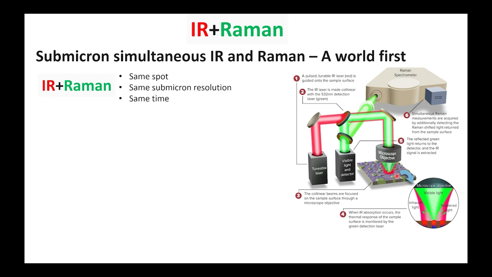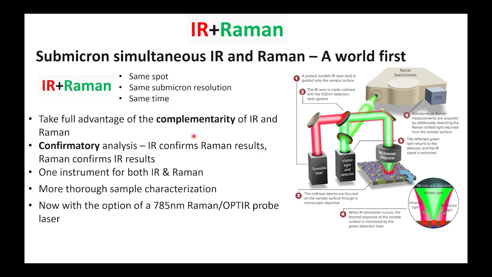So we use a dichroic filter here that separates out only the Raman shifted light and sends it off to a Raman spectrometer. All the other light goes off to the visible detector for infrared signal extraction. And really, hey presto, you've got simultaneous IR and Raman again from the same spot, same submicron resolution, at the same time. So that really, for the first and only time, enables you to take full advantage of the complementarity. Because they're not on separate instruments, you're not having to struggle to find the exact same spot. So you can now be sure that your infrared and Raman spectrum is indeed from the same spot. And also confirmatory, right? So the IR can confirm the Raman and vice versa.